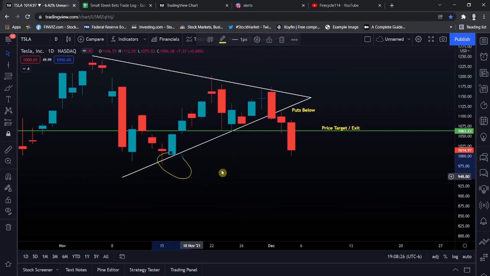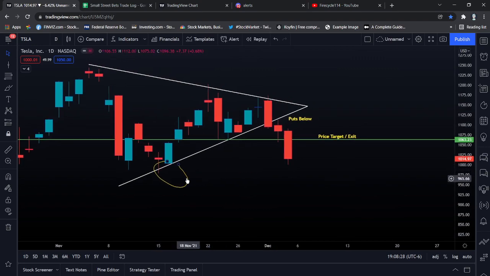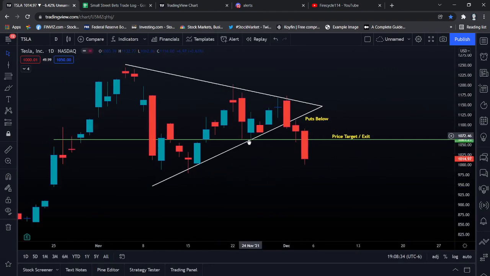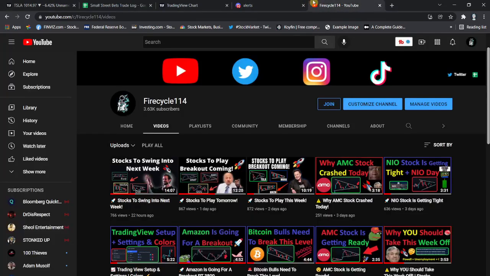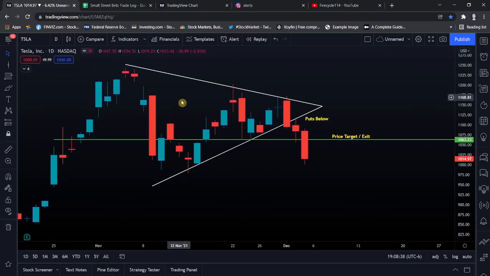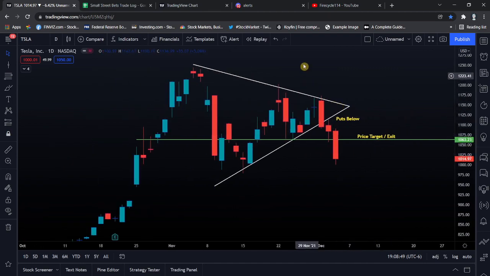We didn't even swing it because our price target, let's remove this, our price target was 1063. It was on the video. I always explain my thought process, price target, all of that good stuff. We did hit that level, and then we did bounce that day. That is why we closed off. Overall, that was another great play on Tesla.